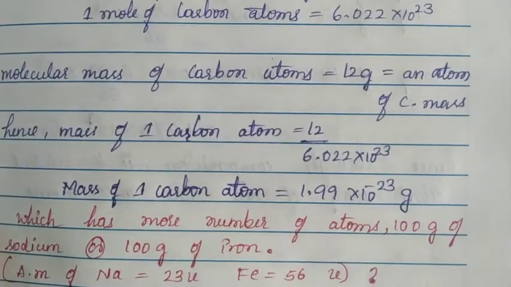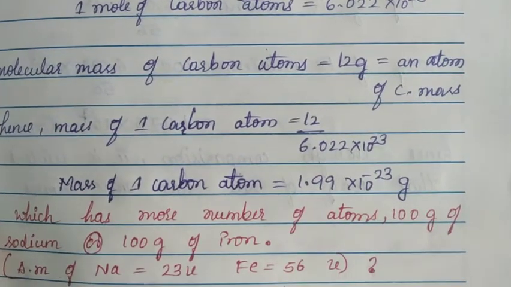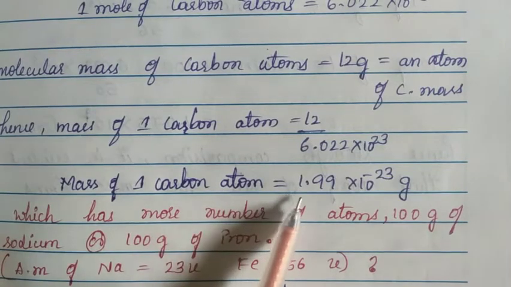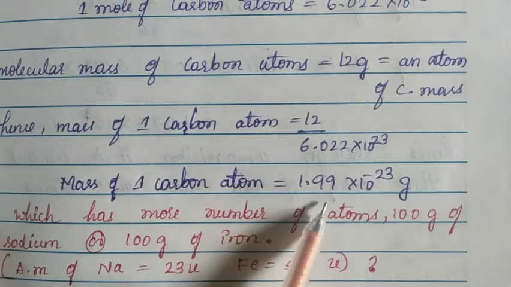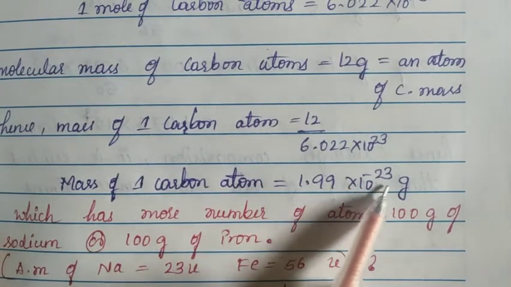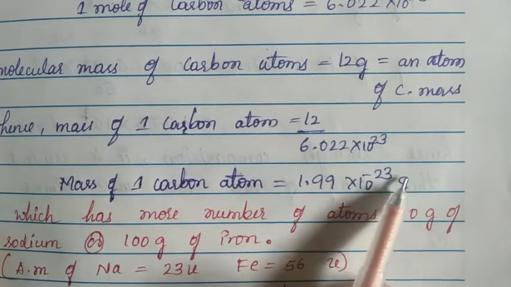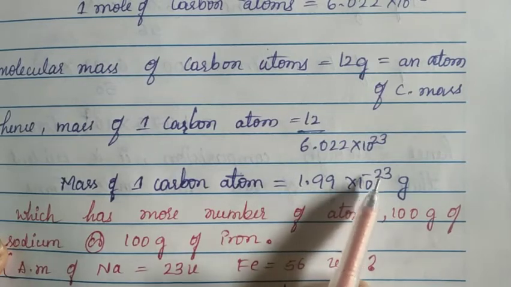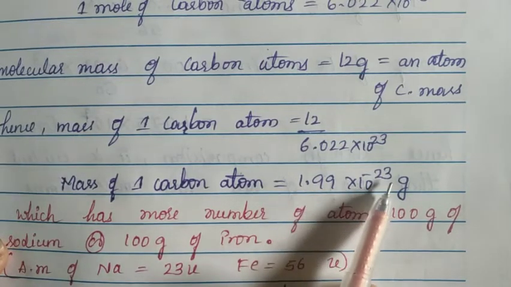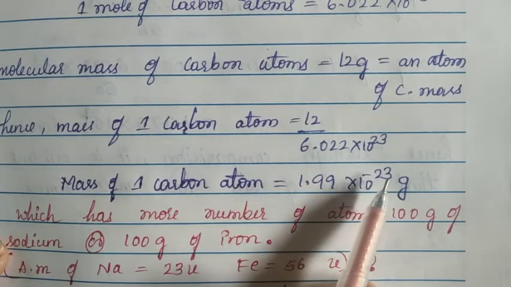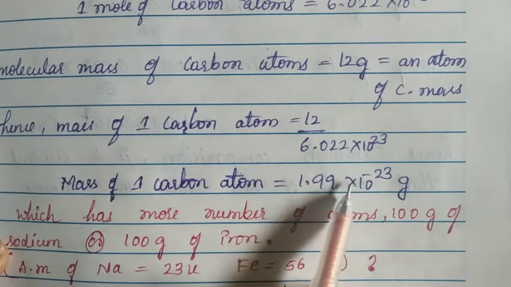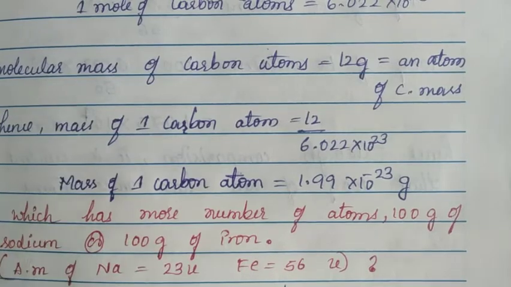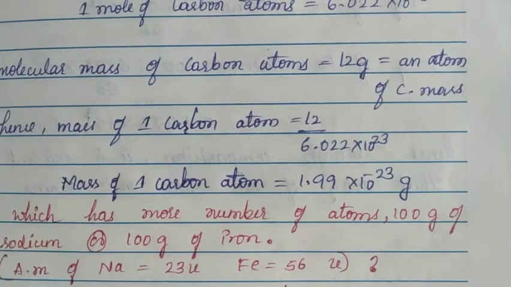As both are cancelled together, we simplify that. We get here the answer. Mass of 1 carbon atom is equal to 1.99 into 10 to the power of minus 23 gram. Look at children. This is very negligible, you know. It shows the negative exponent. Yes, this is a very negligible amount of the carbon, one atom. Yes, now come to the second question.